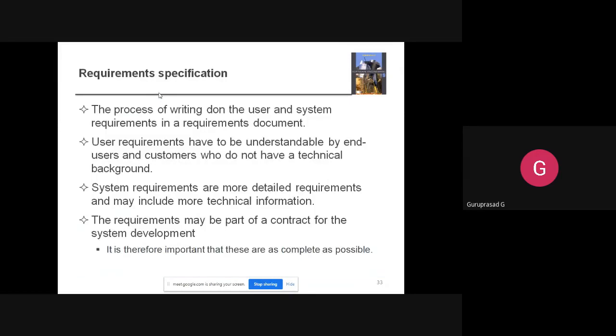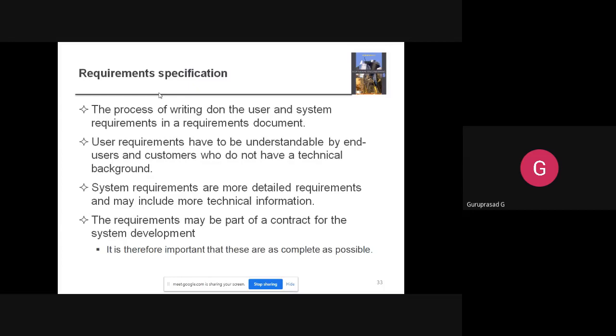So remember, what we have been discussing is the requirements specification, that is the software requirements document. Now the next process we are going to discuss is requirement specification: how we are going to write and specify the requirements. The process of writing down the user and system requirements in a requirements document, we call it requirement specification. So there is a process. What is that process?